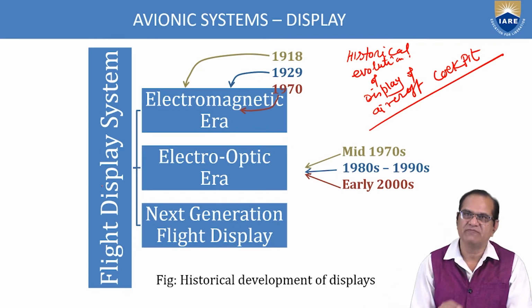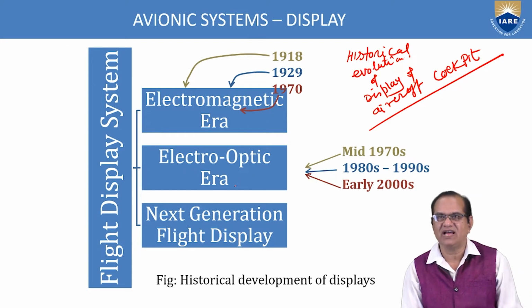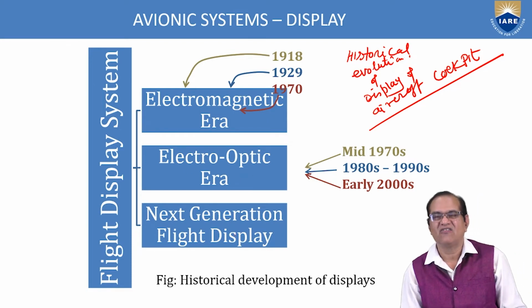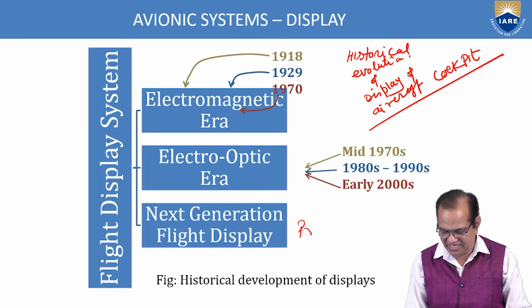Flight display system. Here we can divide it into 3 eras. One is the electromagnetic era, the second one is the electro-optical era, then next generation flight displays. So presently we are here.